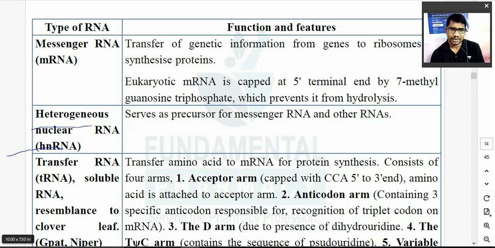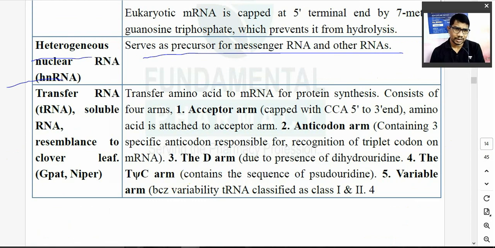Heterogeneous nuclear RNA, hnRNA, serves as a precursor for messenger RNA and other RNAs. What is the role of this heterogeneous nuclear RNA, hnRNA? It is a precursor for mRNA and other RNA. Next one is transfer RNA, also known as tRNA, also known as soluble RNA. Now tRNA will look like a clover leaf.